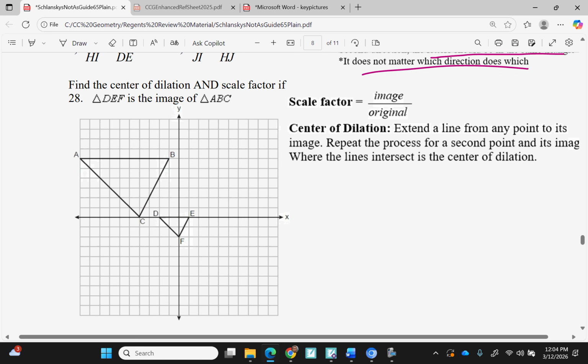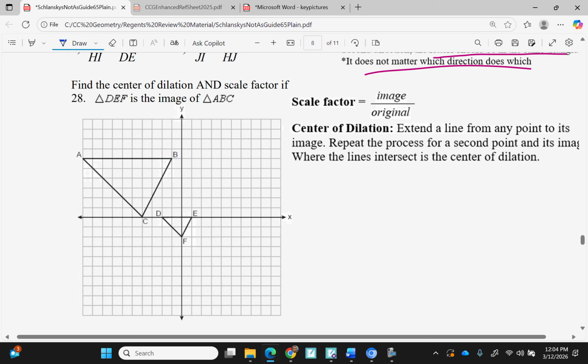Center of dilation and scale factor. The main priority here is scale factor. Since we're talking about it, we might as well throw center of dilation in here, but the more priority here is scale factor. Got a song for it. Image over original. A scale factor. Scale factor is image over original.